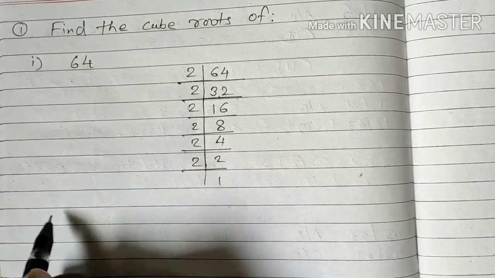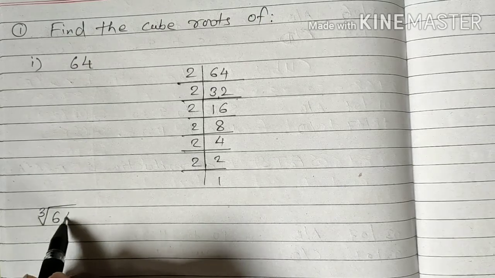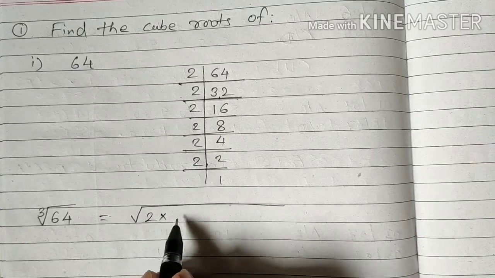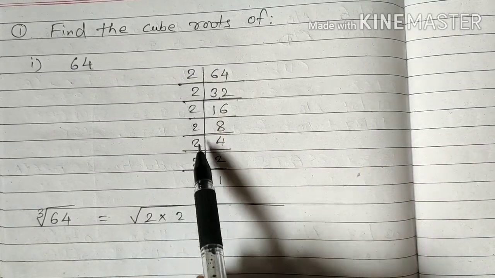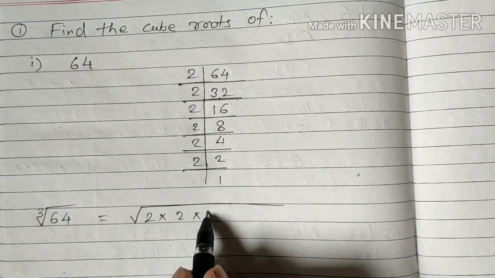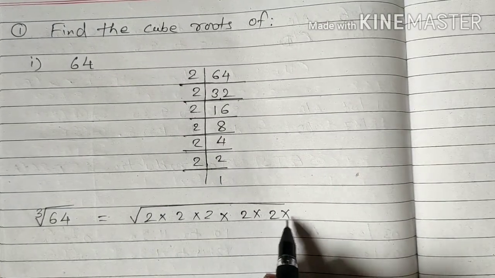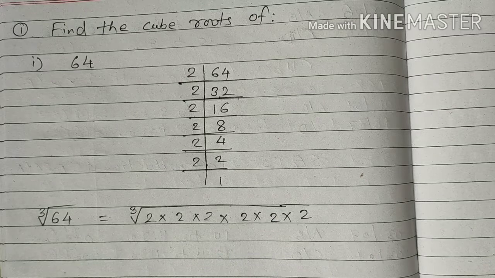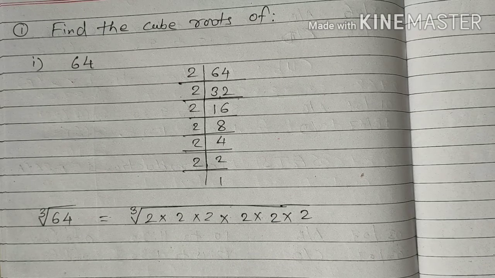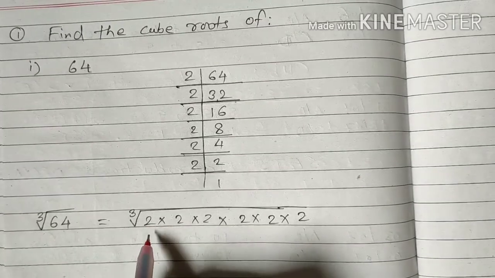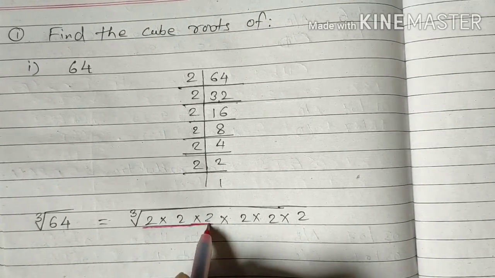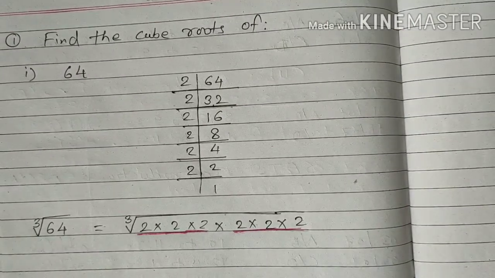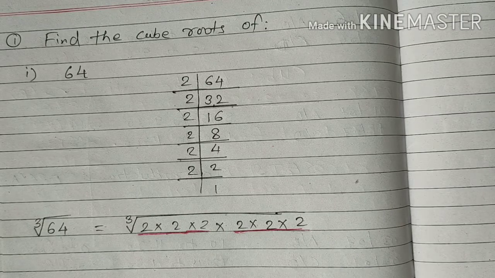Then let us write this given number. Cube root of 64 we need to find out. So for that, 2 into 2, how many 2's are there? 1 2 3 4 5 6. Since it is a cube root, we will make a triplet of each number, means group of 3 of each number. See, there is one triplet of 2, correct? Also there is one more triplet of 2, group of 3. 3 numbers are included in one triplet.